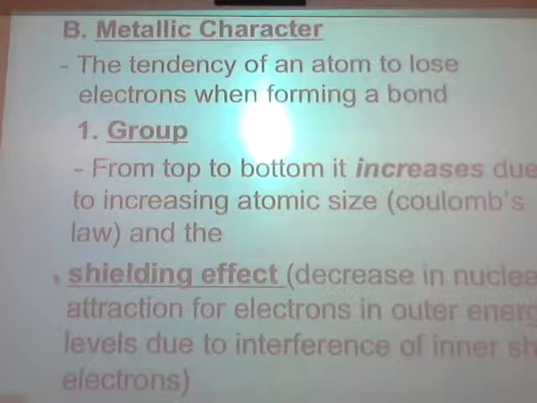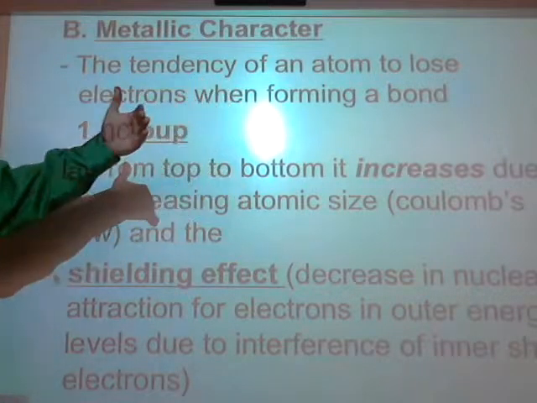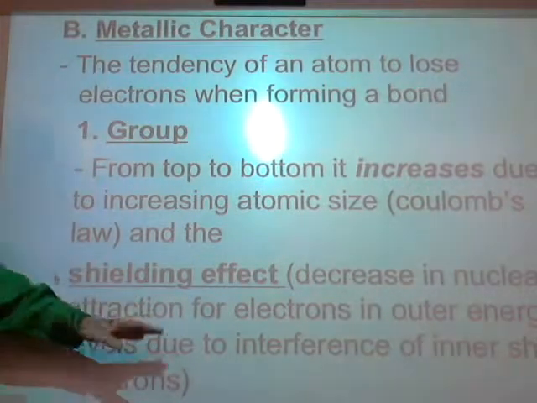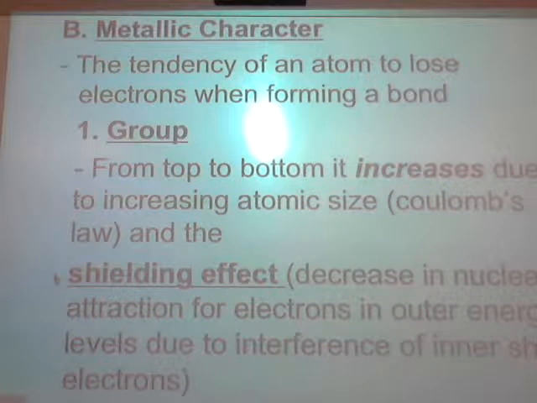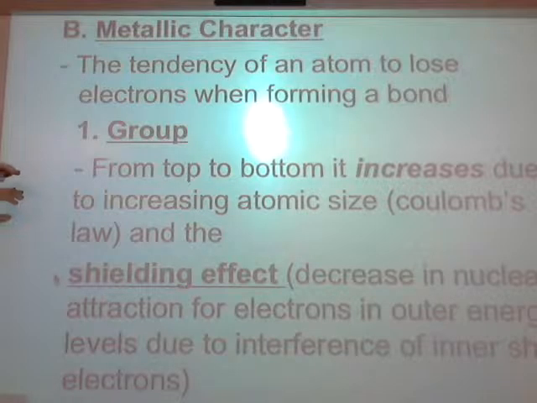As you copy that down, I've already kind of explained it, I'll explain it a little bit more. Shielding effect, the definition of it, is a decrease in nuclear attraction for these electrons that are further out in an energy level because of the inner shell electrons blocking some of that pull. So not only are they physically further away, but they're being blocked and shielded from the full pull of the nucleus. Notice how I was able to use the first trend, size, to predict this next trend, metallic character.